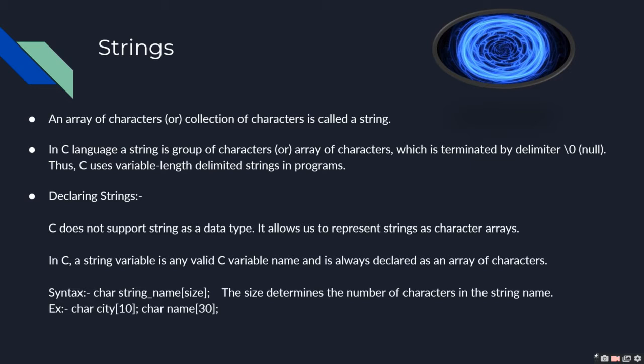Declaring strings. C does not support string as a data type. It allows us to represent data as character arrays. In C, a string variable is any valid C variable name. It is always declared as an array of characters. The syntax is shown on the screen along with an example.